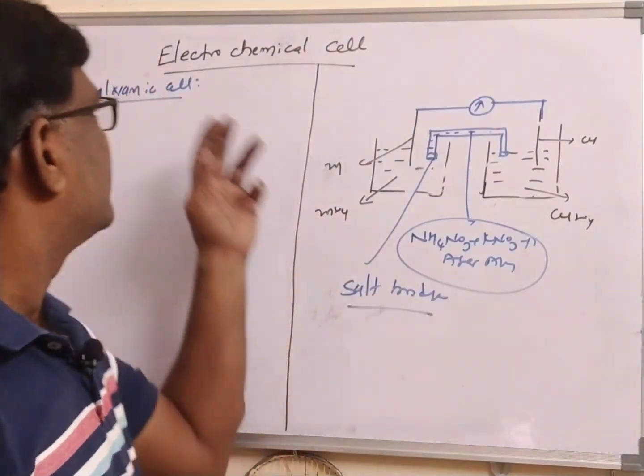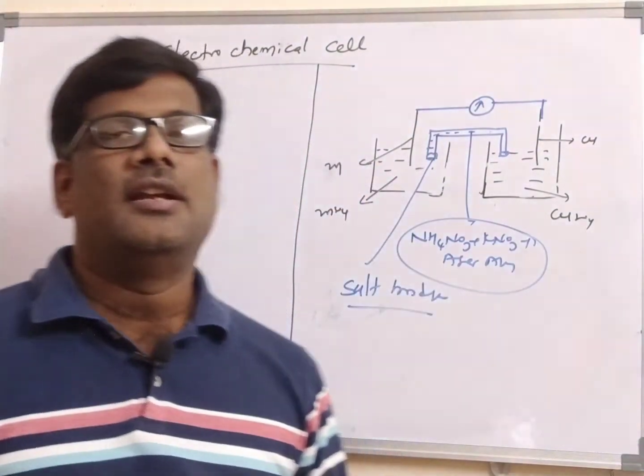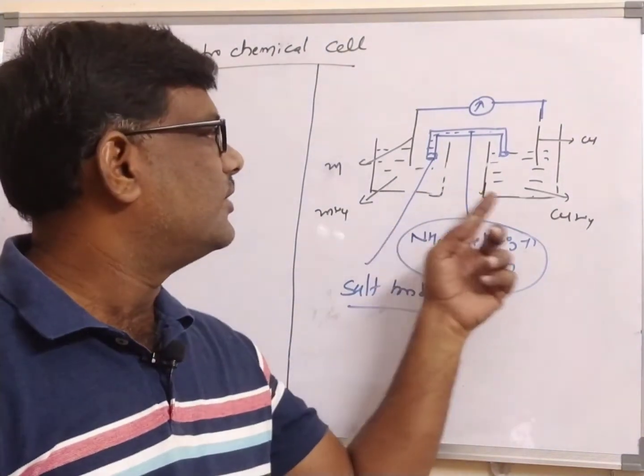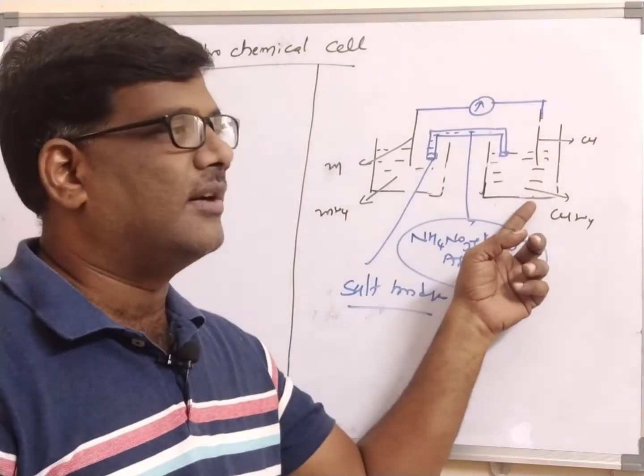And this is the construction of the electrochemical cell that is called the galvanic cell. Once again, the galvanic cell consists of two half cells in which zinc is placed in the zinc sulfate and copper is placed in the copper sulfate.